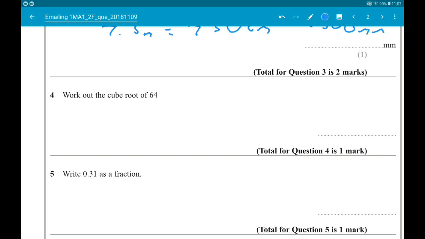Okay, number 4, we want to work out the cube root of 64. So your calculator can do this. On mine, I need to press Shift and I think the square root button, and you get a square root with a little 3 sat on it. That means the cube root. Whack in 64 plus equals and you should get 4.